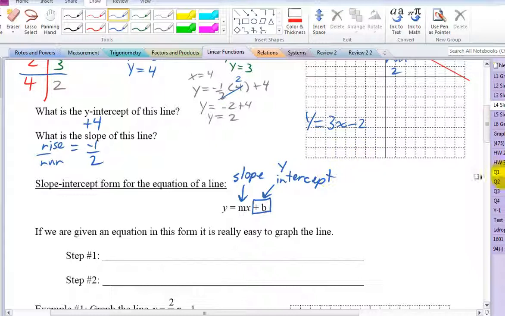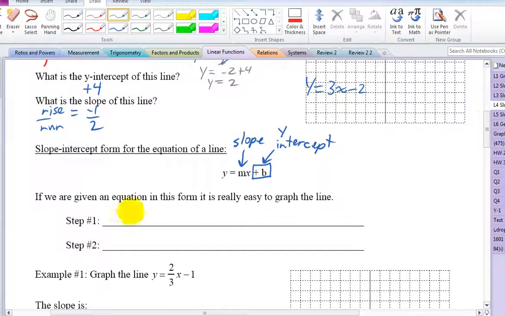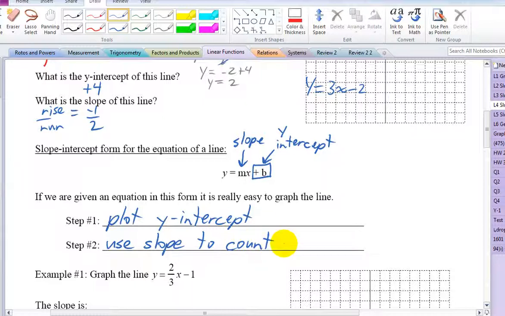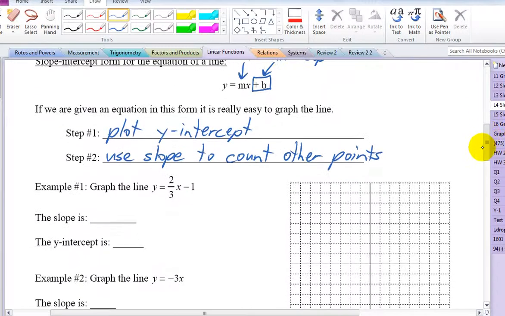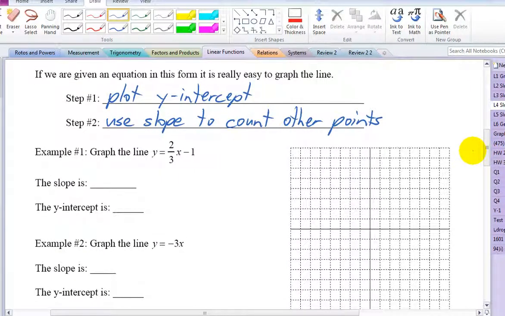Okay. So when you're graphing, step 1, plot your y-intercept. Step 2, use the slope to count other points. So you can go up or down, left or right. Your slope will tell you what to do. And that's why we practice it so much.